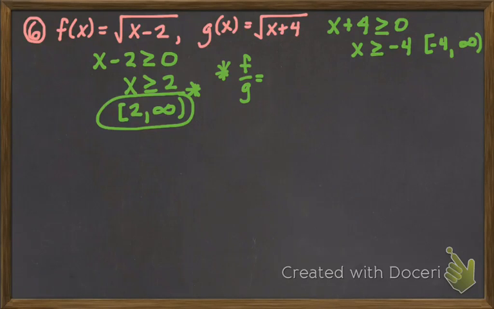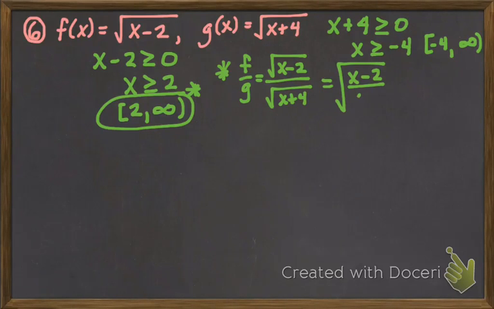Pretty simple. You just write function f, which is the square root of x minus 2, over function g, which is the square root of x plus 4. And then you can actually go one step to simplify this by writing it all under one square root, which is just cleaner looking, but this is all you can do. That's our f over g function.